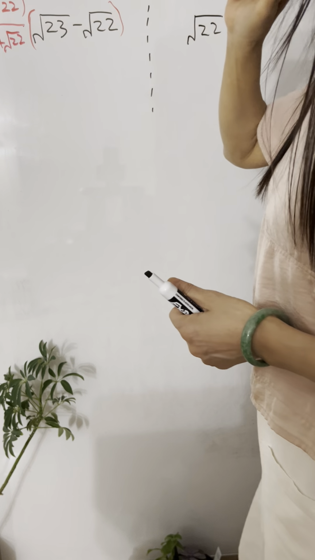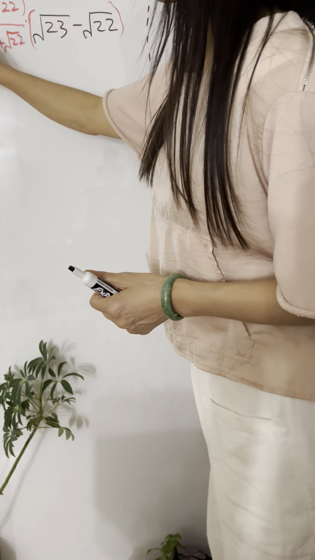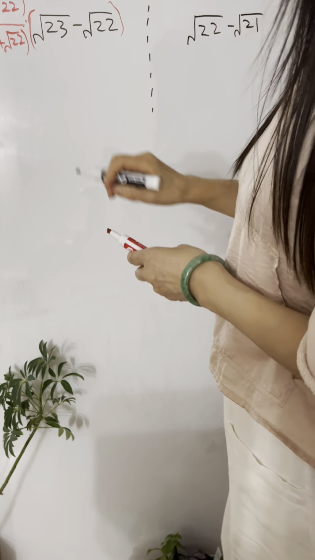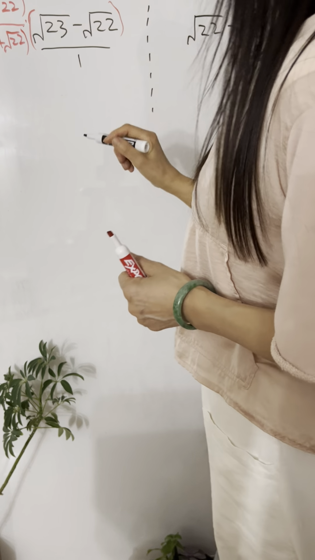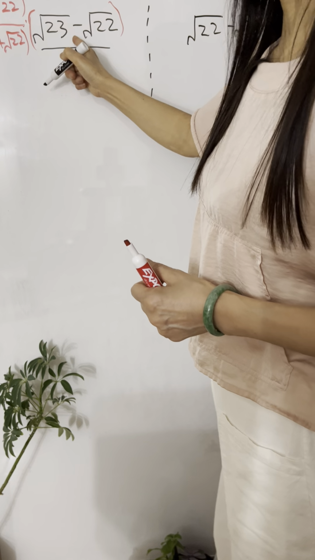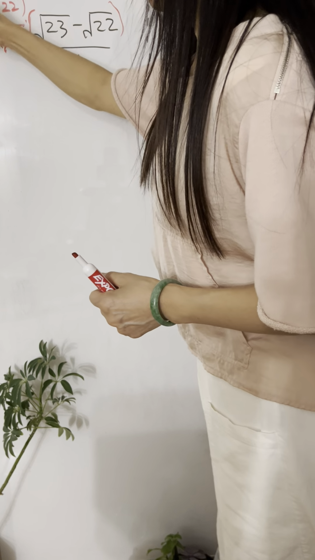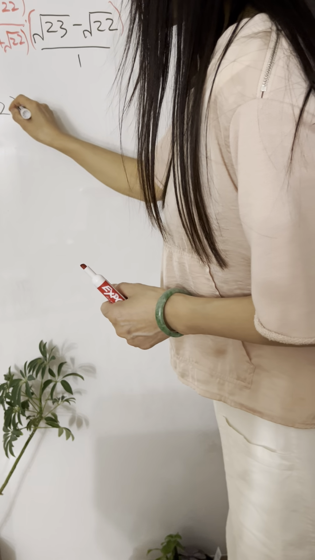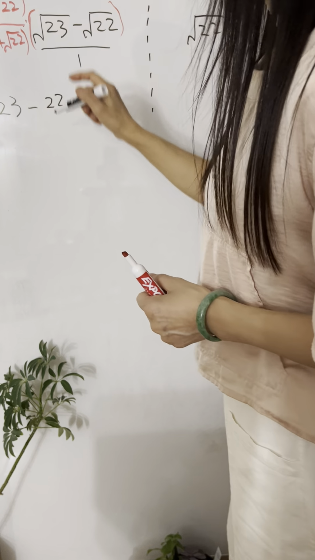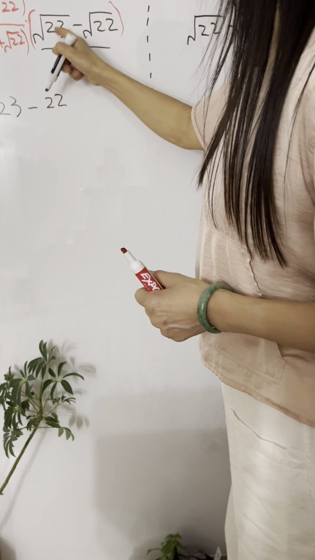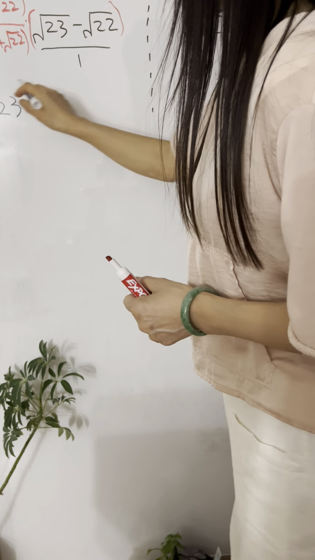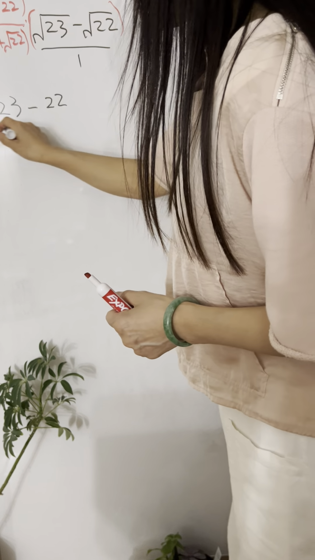Right? So we multiply this 1. So this is 1, right? Something divided by itself is just 1. Now, of course, this denominator is just 1. So when we multiply this numerator with this numerator, we get a difference of two squares. We get the first one squared, which is 23, minus the second one squared, which is 22, because square root and the square cancel each other. So the numerator is 23 minus 22, which is just 1.